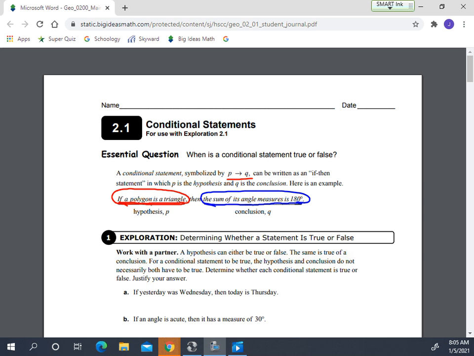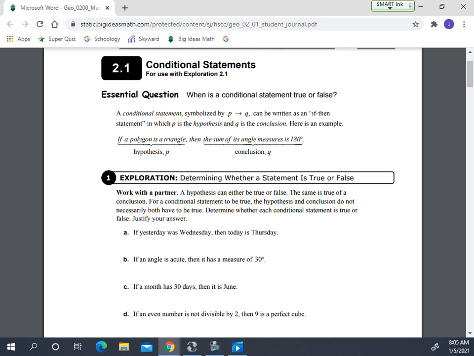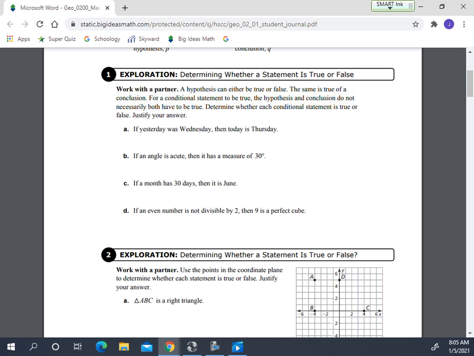And we'll break this down even more throughout this lesson. But that's really the basis. That's where we're starting here. A hypothesis can either be true or false. So think of a true hypothesis, think of a false hypothesis. The same is true of a conclusion, right? A conclusion can either be true or false. For a conditional statement to be true, the hypothesis and conclusion do not necessarily both have to be true. Okay, so that's good to know, that both of them do not have to be true for the statement to be true. We'll get through an example here in a second.